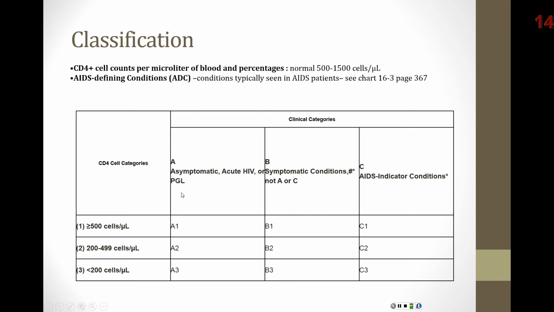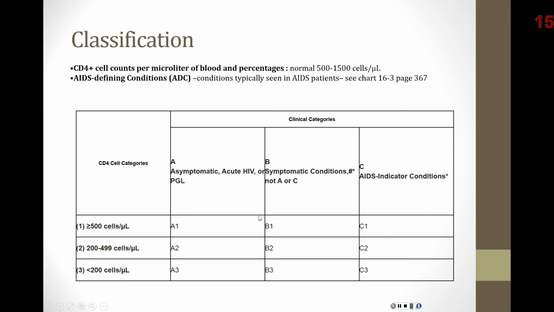If you are asymptomatic, acute HIV or PGL, basically saying you don't have any real symptoms, nothing is really showing up at this point. You may have had some illness initially, but you've now gotten to that point that you're asymptomatic. You have an A. So 500 or greater, basically asymptomatic, you are at an A1.